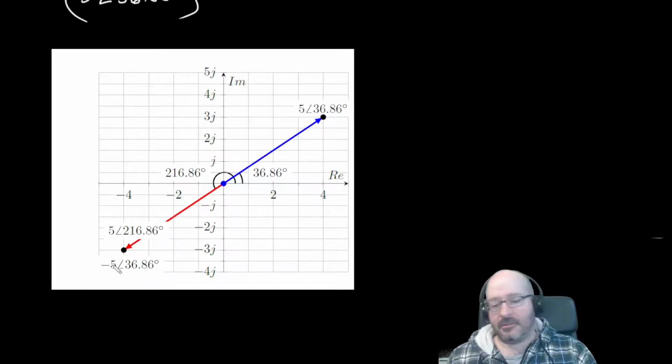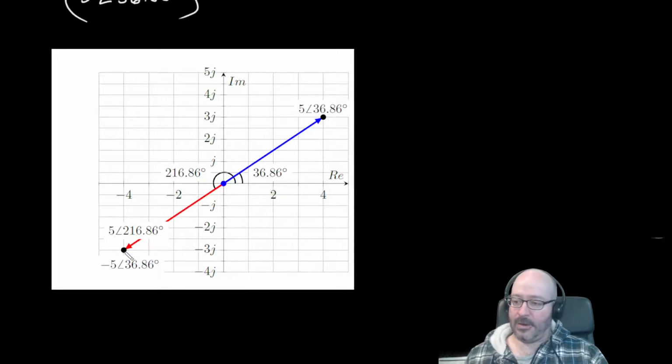By convention, we try to keep the magnitudes positive and just alter the angle. So this form is a little better in that we're taking this angle, 216.86 degrees, right? So we start here at 0 degrees, we turn to our left, and then we take 5 steps, and we're out to that same point.